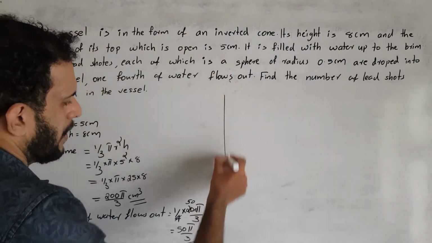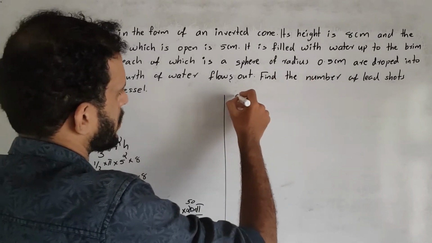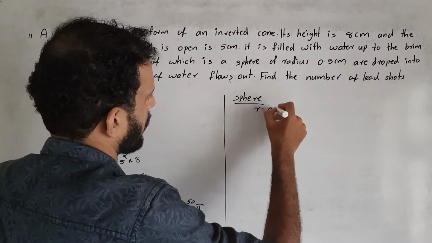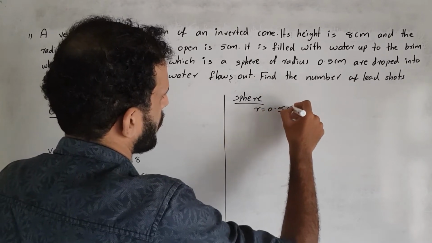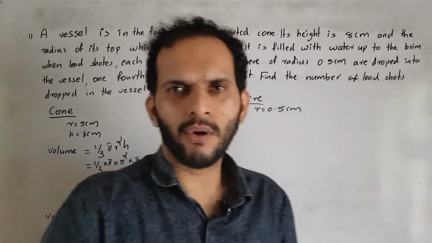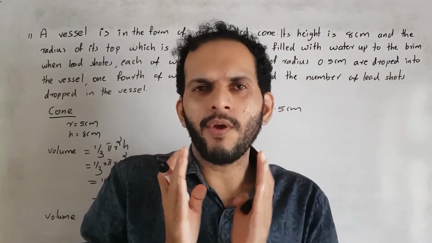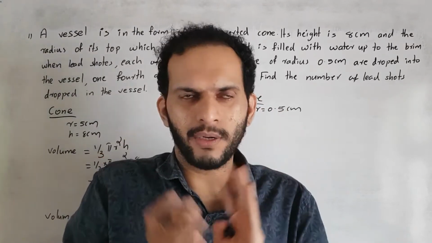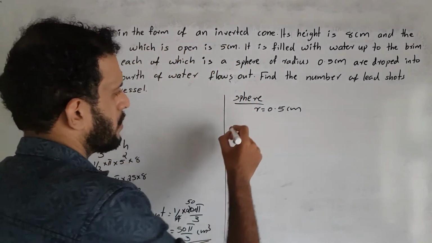Okay, next we find out the lead shot. What is the shape of the lead shot? It is a sphere. The radius is given as 0.5. Here the number of lead shot is not given. Now we find out the volume of one lead shot.